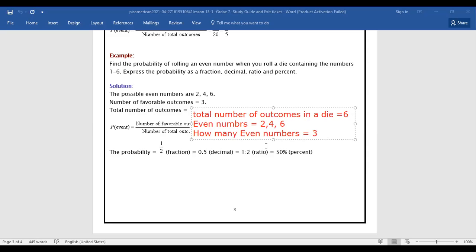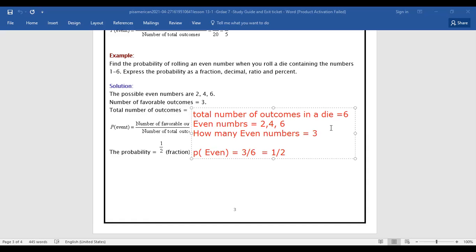So what will the probability be now? The probability of getting an even number will be how many? 3 over the total, 3 over 6. In simplest form, it will be 1 over 2.